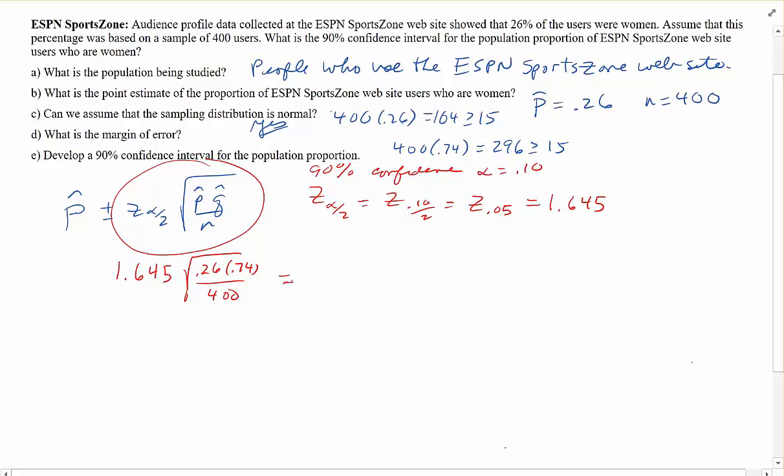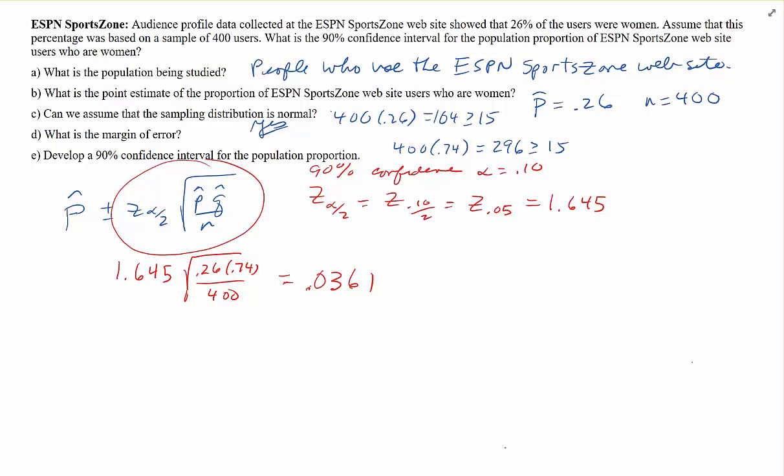And I get, when I do that calculation, 0.0361, or 3.61%. So my sample percentage of 26%, or 0.26, is within 0.0361 of the population percentage of all ESPN Sports Zone website users that are women.